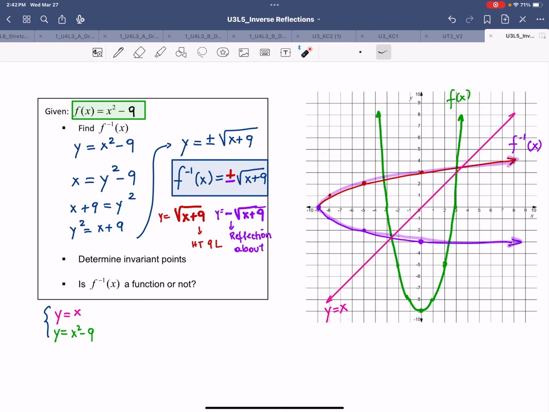And as you can see, since we have just y on the left side, we can make the right sides equal to determine the coordinates of the invariant points, so the x values at the invariant point. So here we have x equals x squared minus 9, and continue solving this quadratic equation. So bring x to the other side, so that will become negative x, and then minus 9, and that would be equal to 0.